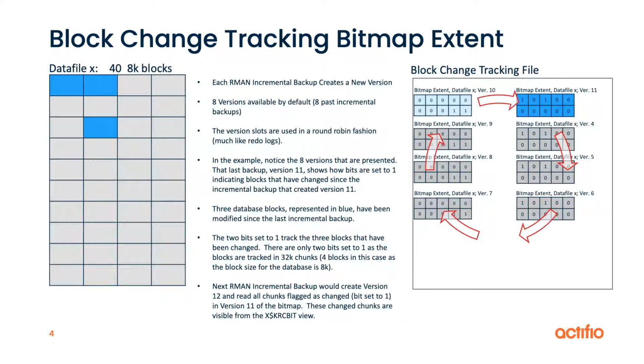Now, when RMAN runs, so when the next backup runs and version 12 is created, assuming it's just doing a differential incremental backup, it's going to look back at version 11 and say, okay, bit 1 is flipped to 1, so I'm going to read the first 32K in the file. The next 32K I'm going to skip because nothing has changed. And then I'm going to read the third set of 32K. And once I get that data, I'm going to look at the blocks inside of each of those chunks. It does this as it reads each chunk, determining exactly what block was changed and writing that block out.